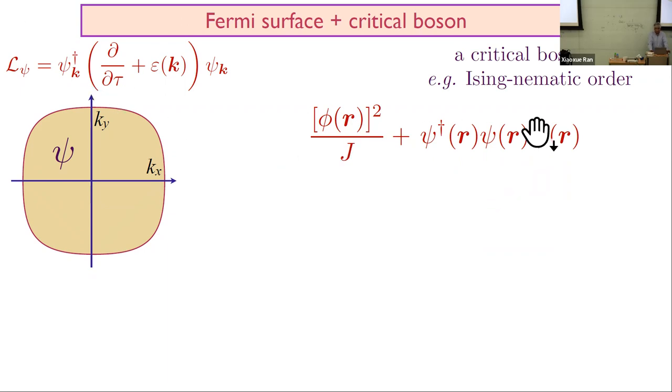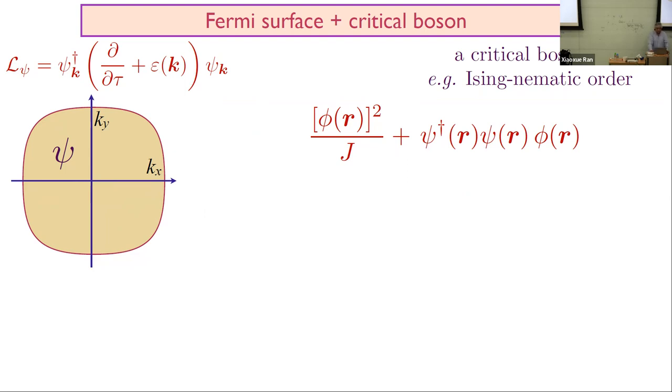This is very much like the Yukawa SYK model I talked about. There's a scalar field phi, and I haven't even put any kinetic energy here. It turns out not to be important. The most important difference is that the fermions have a momentum label and they have a Fermi surface. And this is the Yukawa coupling.